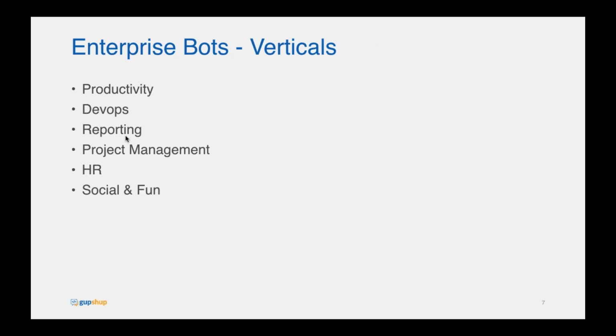So these are some of the verticals in enterprise bots, bots that you would use on Slack or Microsoft Teams. These are the categories that are really popular. You have a lot of productivity apps. Meekan, for example, is one of them. It helps you with scheduling, things like that.